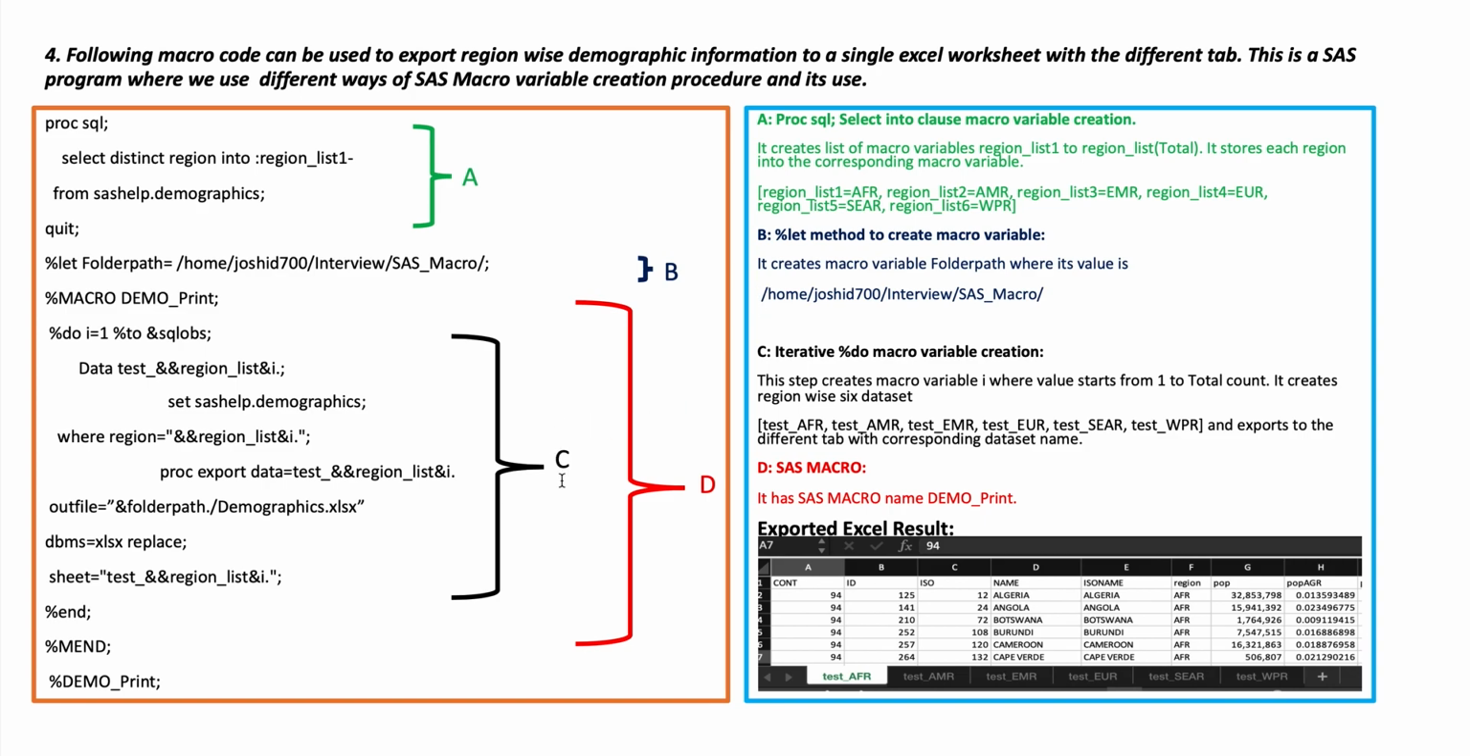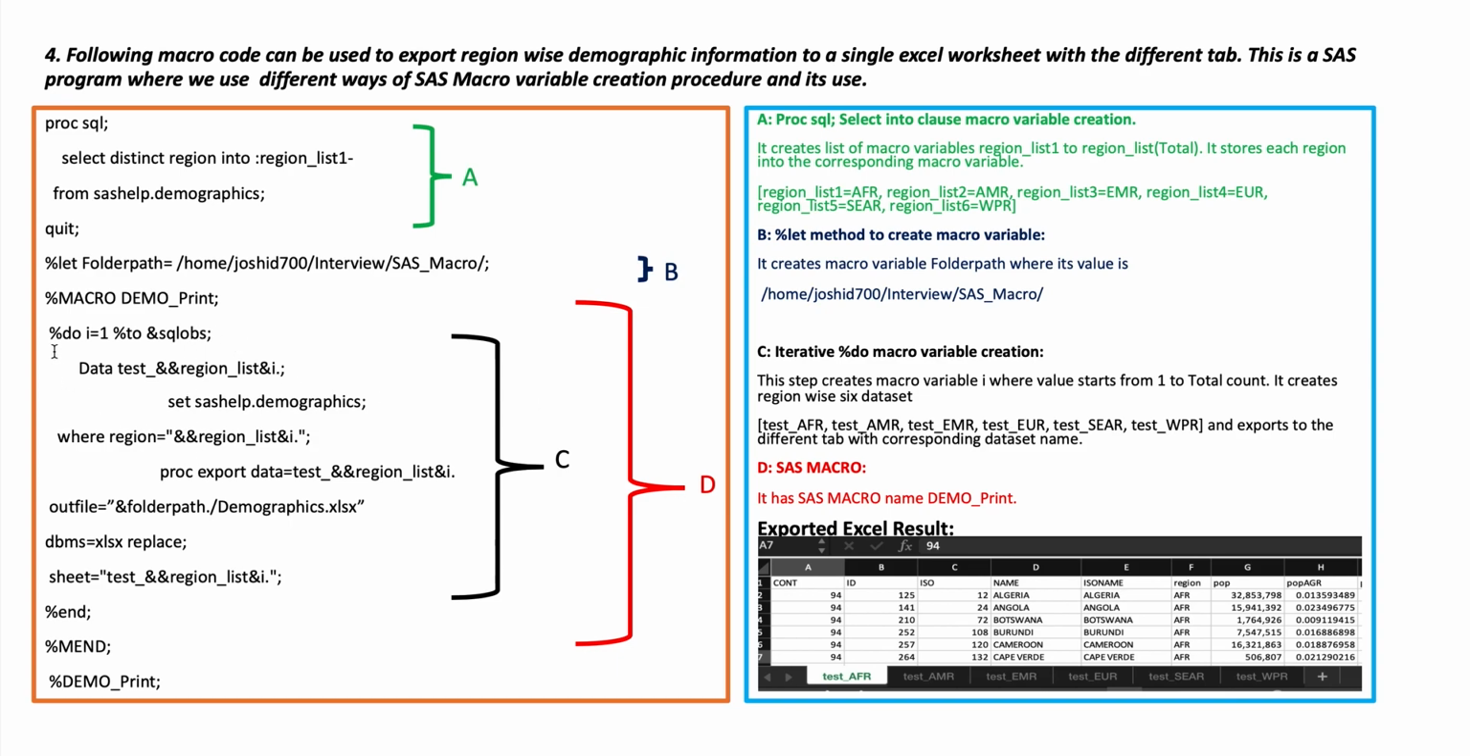Group C. This is the iterative %do macro variable creation process. In this step, it creates the macro variable I, where its value starts from 1 to the total count of the number of regions. In this example, its value is 6. And it creates 6 different datasets. Dataset names: test_AFR, test_AMR, and so on, which is written in this code.